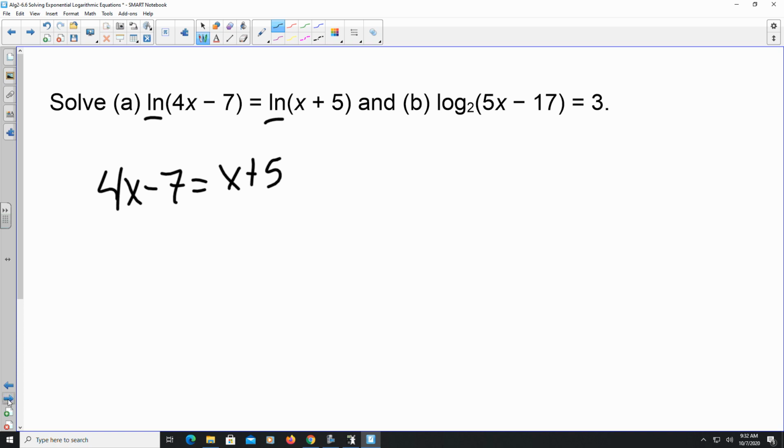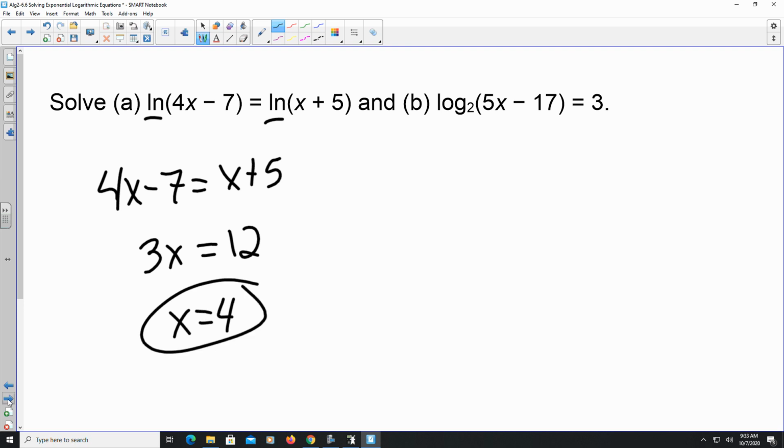Okay, then I subtract x to both sides. So I got 3x over here. I'm going to add 7. That equals 12. Divide them by 3. X equals 4. So in this one, x would be 4.